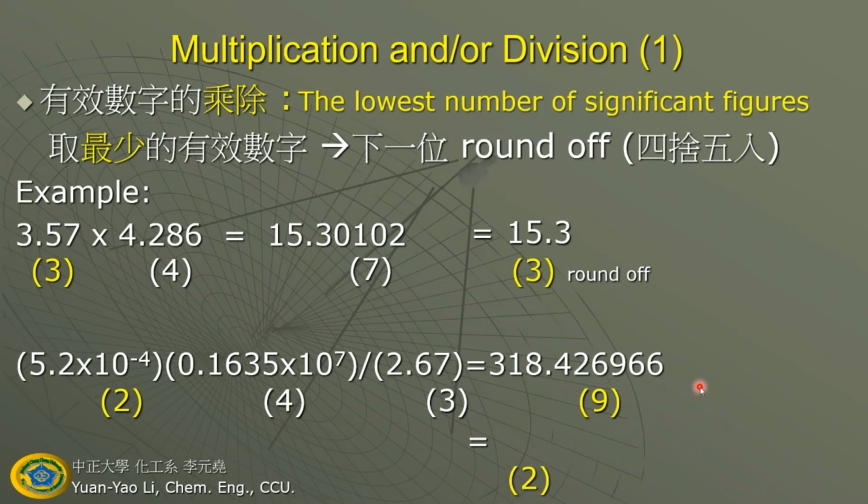So you will get 320. Why? Because you do the round off, you add 1 here. So that will be 1 plus 1 equal to 2. So 320. This is the answer. Okay? No problem. Easy. Piece of cake.